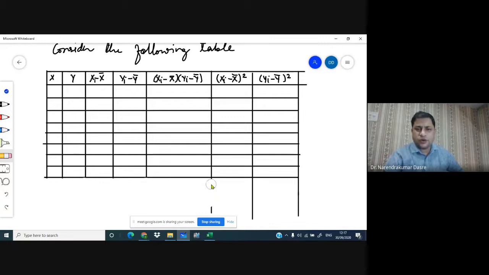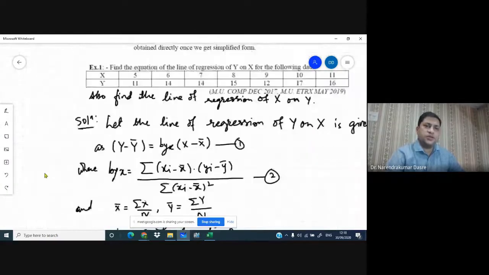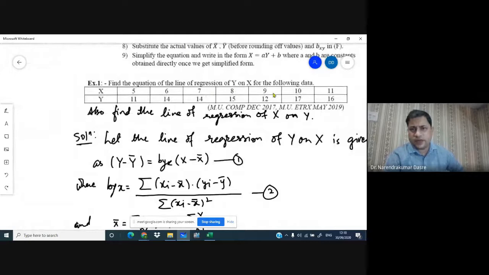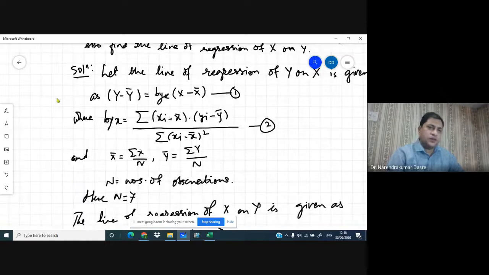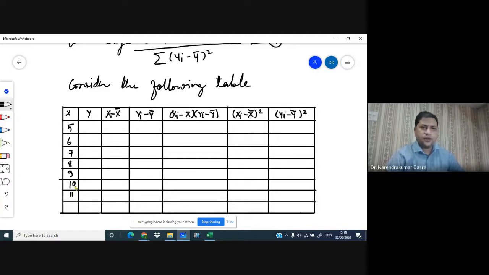So the last row we want for the summation. Now see the observations that we have. What are the observations given to us? We can have 5, 6, 7, 8, 9, 10, and 11. Then 11, 14, 14, 15, 12. So this is 5, 6, 7, 8, 9, 10, 11.